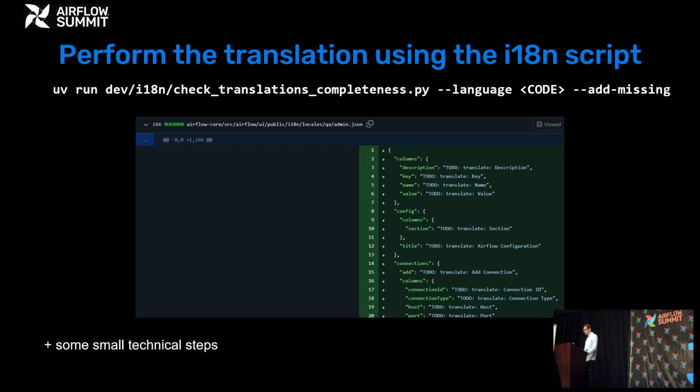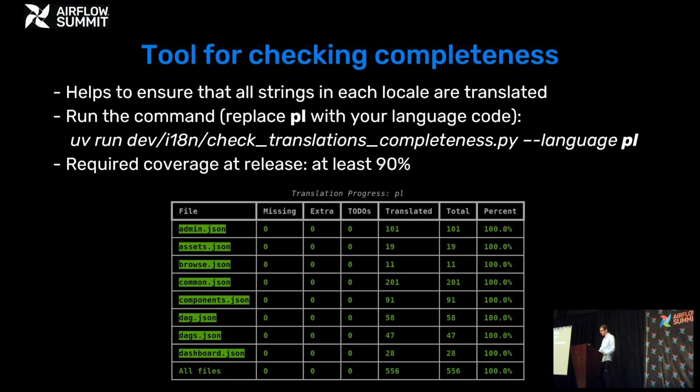And except for the JSON files, as you see below, there are some small technical steps that you need to do, like adding the language to the menu and other small tasks. So please look at similar PRs or at the policy to see what needs to be done. Hopefully, we'll try to automate these steps later on.